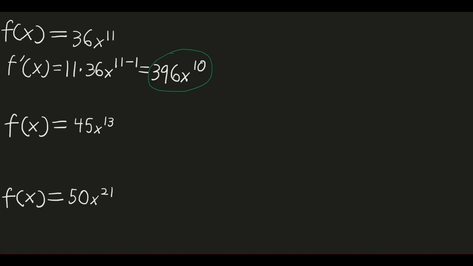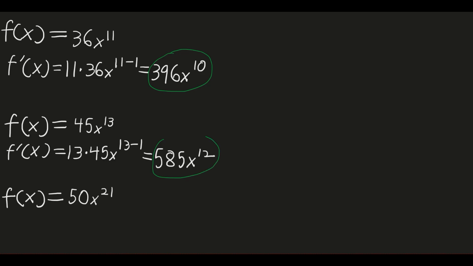Moving on to the second, f of x equals 45x raised to the 13th power. Write out f prime of x equals 13 times 45x raised to the 13 minus 1 power. Doing the math here, that gets us 585x raised to the 12th power. This is the derivative of the second function.